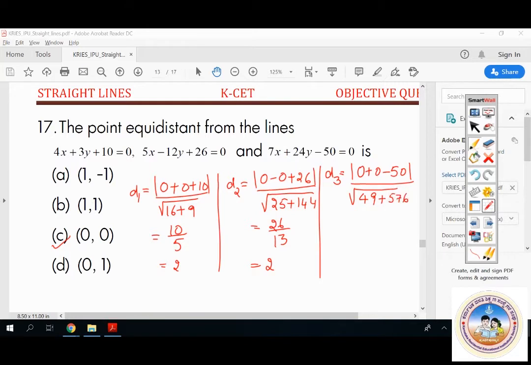So minus 50 under the mod becomes plus 50, and 49 plus 576 is 625. Under the root, 625 gives you 25. So 50 divided by 25 becomes 2. Now you can observe this origin has equal distance from these three lines. Therefore option C is going to be the correct answer.